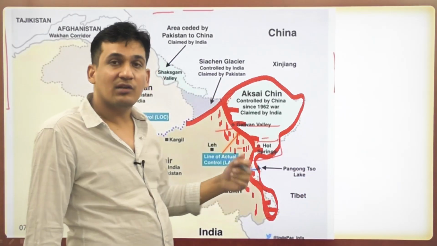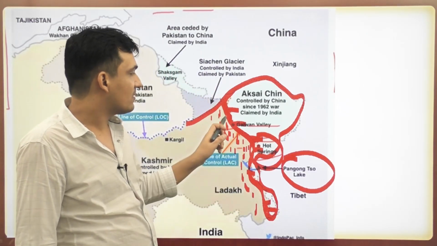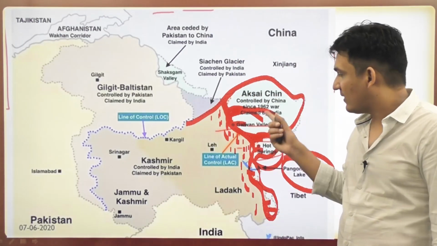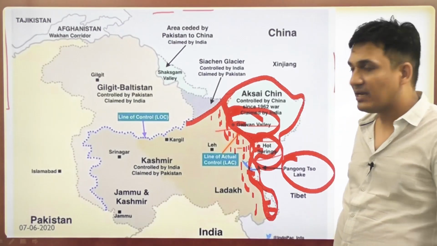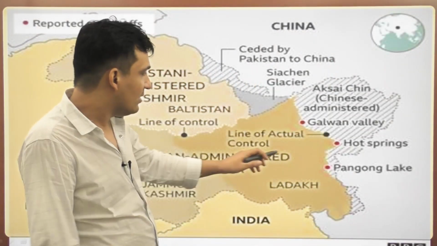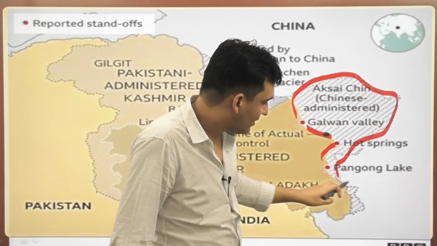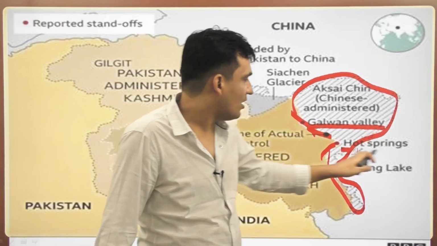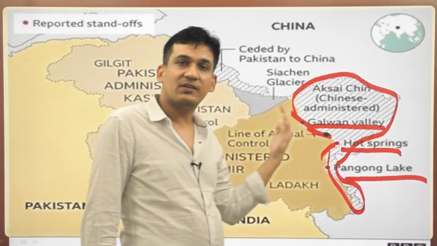Now here there are certain locations which are very important: Pangong Tso Lake, Hot Springs, Galwan Valley. In these areas we have been seeing Chinese incursion, Chinese acting very aggressively. I'll show you another map by BBC. It mentions these locations more precisely. So this is the Aksai Chin area. Now here it is Galwan Valley, Hot Springs and Pangong Lake. Now the Chinese have been acting very aggressively here.